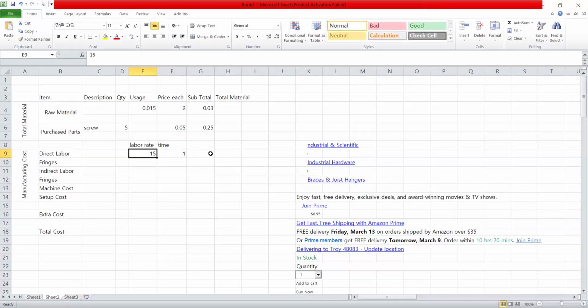So if I have to calculate the labor cost, you multiply this labor rate with the time it took the labor to make that bracket, $15. Now, forget about the fringes and indirect labor. Right now, I'm just giving you a practical example, but then I will explain what the raw materials are, what the purchase parts are, what we consider in direct labor, and what the fringes are.